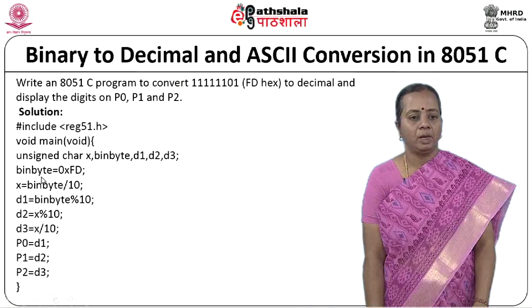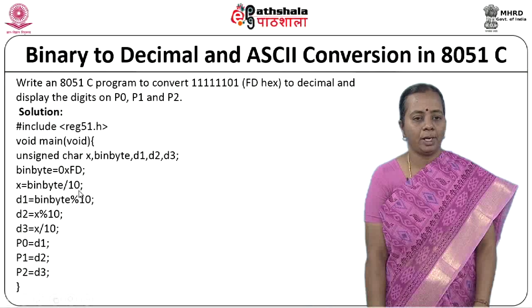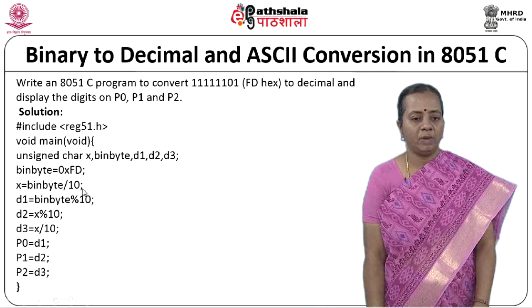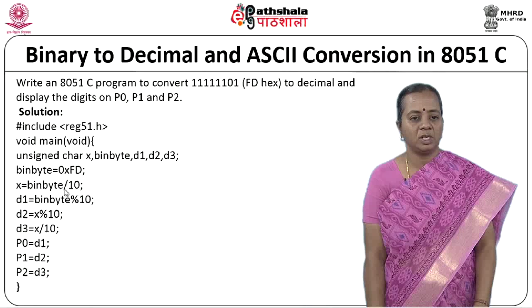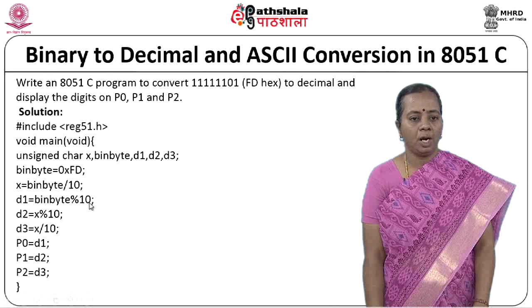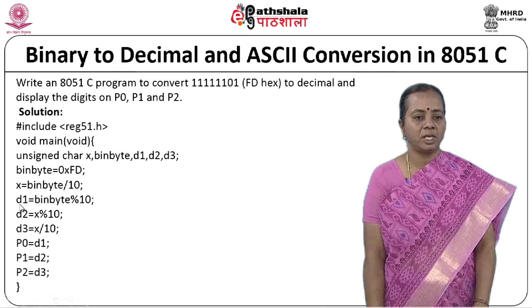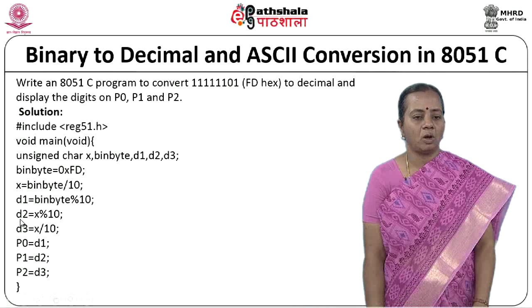Now we will be looking at 0xFD given as the input to binbyte, then binbyte is divided by 10. Because we are dividing by 10, division is done and only the quotient is moved towards x. If I do binbyte mod 10, the remainder is pushed towards D1, so the first digit is taken at D1. After that, the value which is already divided, x, is again taken mod 10, so that the second digit is also taken.